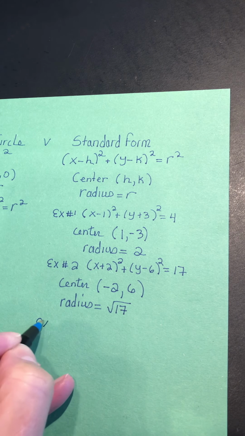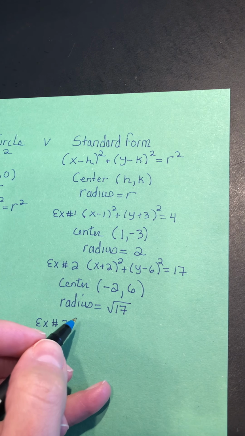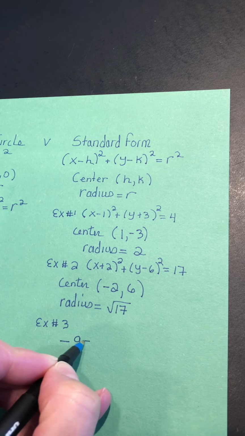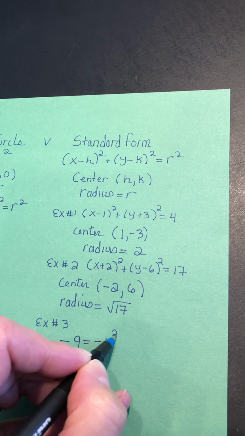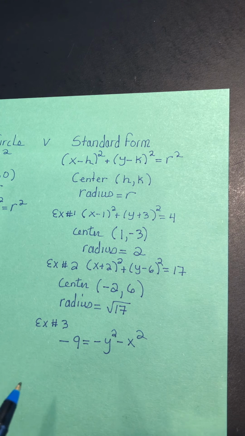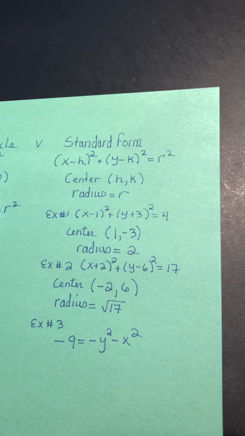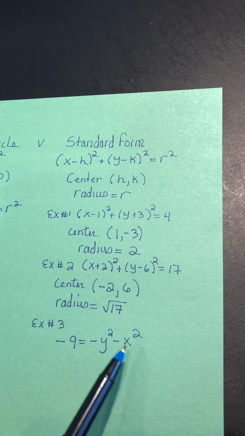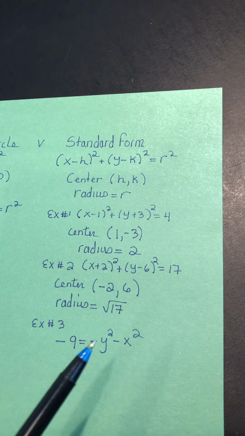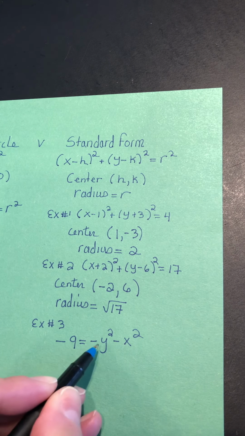Okay, let's look at example number 3. And in example number 3, I think I tried to trick you a little bit. Okay, yes, I did. I said negative 9 equals negative y squared minus x squared. And you might be saying, wait a minute, I've been paying attention in all of these videos. How is that a circle? Didn't you say that the coefficients in front of x and y have to be positive? How can you get away with telling me that that's a circle? Well, it is a circle if you understand that these are just coefficients.